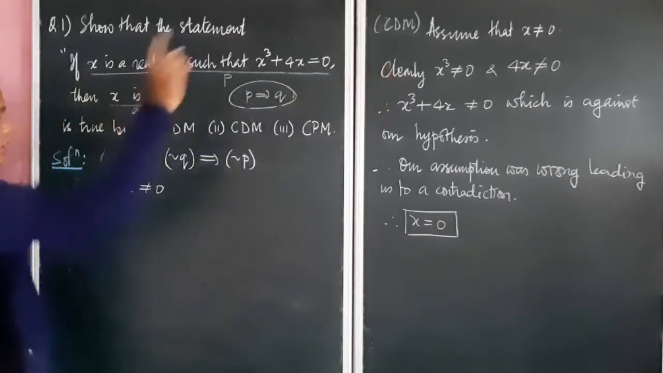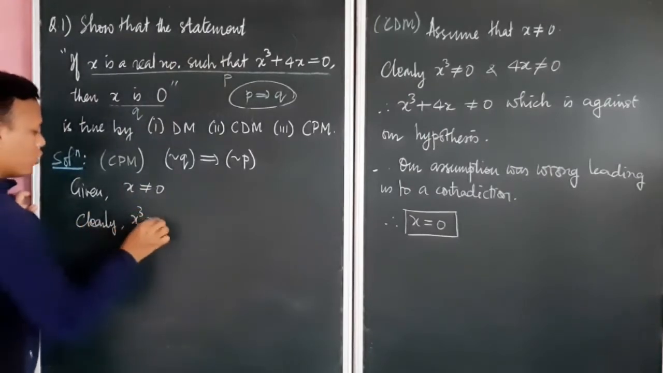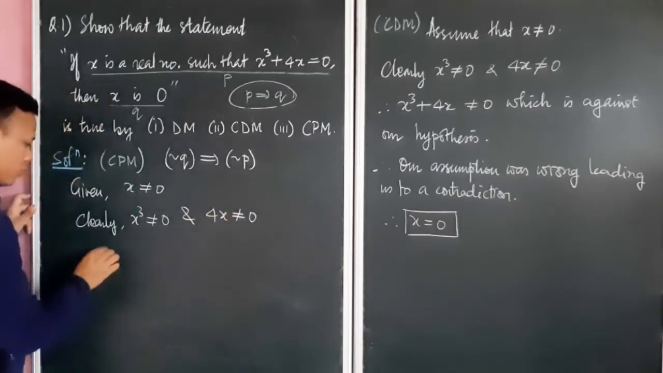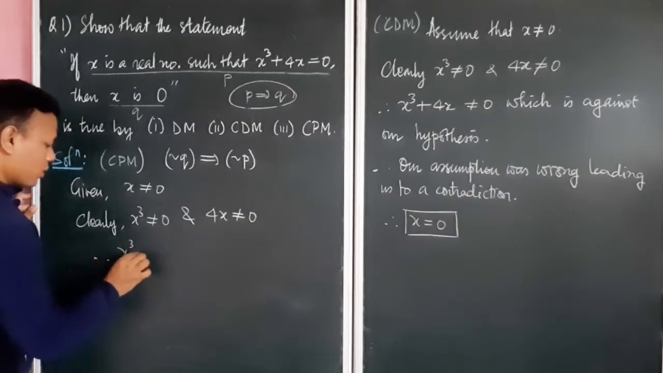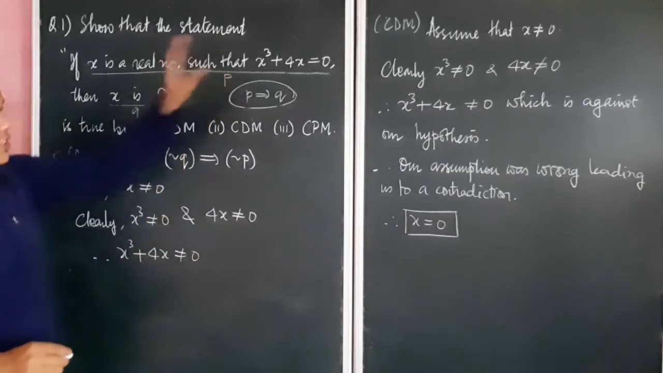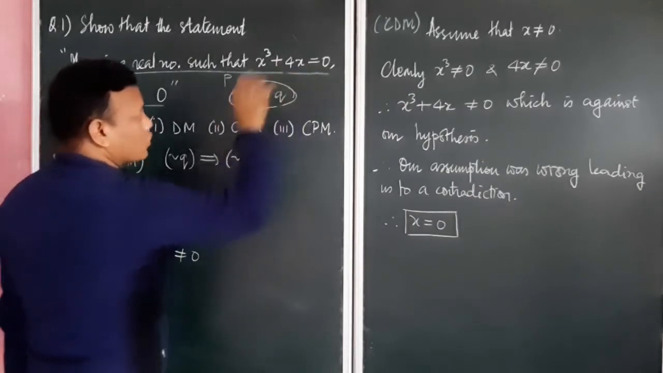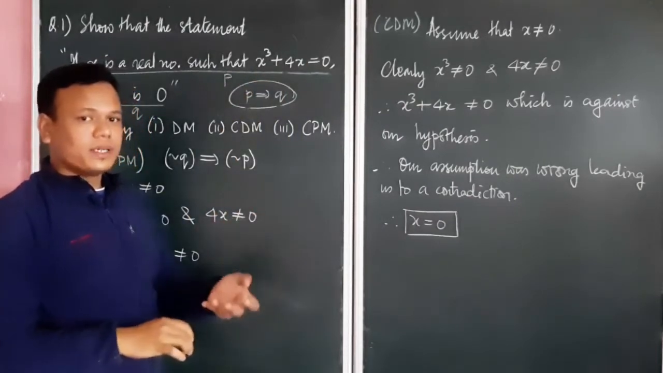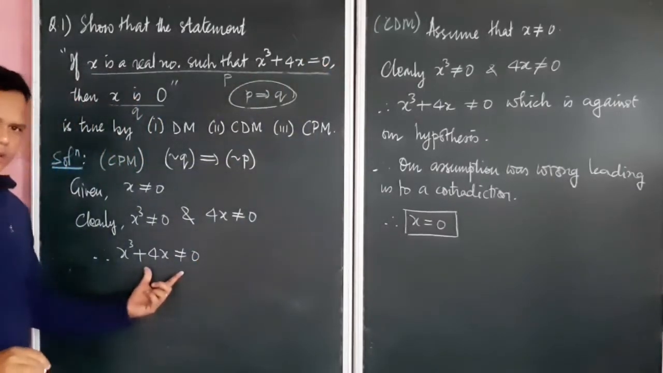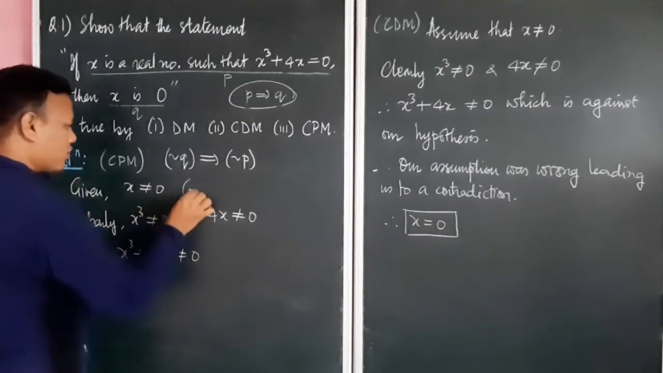Here clearly we say that x cube will not be 0 and 4x will also not be equal to 0. So therefore what do we have? This is x cube plus 4x will not be equal to 0. Now what is P? P says x cube plus 4x is equal to 0. Now what is negation P? Negation P is x cube plus 4x will not be equal to 0, right? This is my negation P. So see, I started with negation Q. This is my negation Q, isn't it?